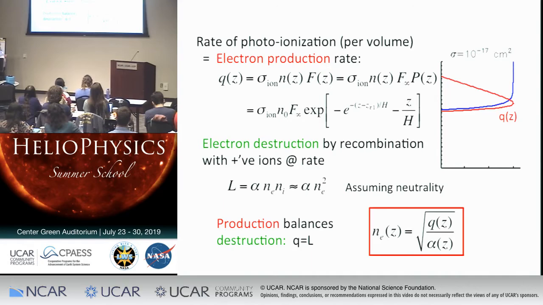If I set them equal, I'm going to be able to work out what the number density is, and it's basically the square root of the production rate over this rate of destruction. Okay? This gives me the equilibrium number density I'm going to get for a given Q, which is also proportional to F infinity, the rate at which the photons are coming in. Okay? So this is just a balance of production and destruction. And so if I take a square root of this function here, I will get the number density.